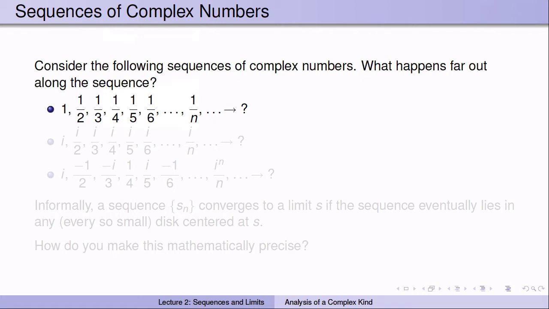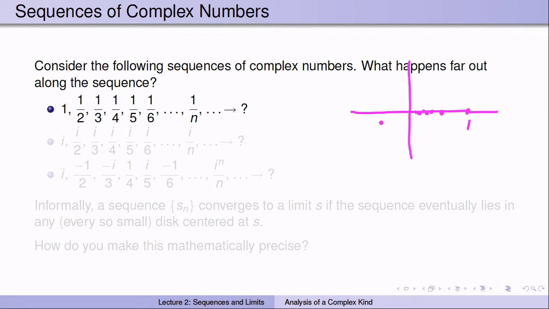Consider, for example, the following sequence of complex numbers. It's just 1, 1 half, 1 third, 1 fourth, 1 fifth, and so forth. This is a sequence of complex numbers. What happens as these numbers get further and further out to the right? If you were to graph these in the complex plane, say 1 is here, 1 half is here, 1 third here, 1 fourth, 1 fifth. So these points seem to accumulate near the origin.